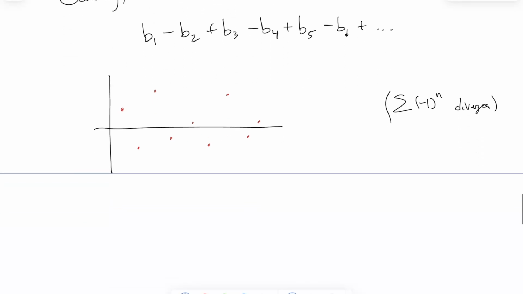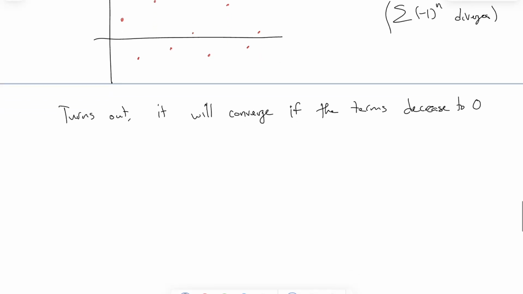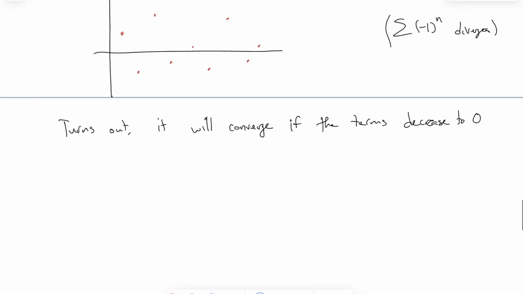Here's what it takes to converge. It turns out it will converge if the individual terms decrease to 0. By decrease I mean in their absolute values. Because of course from one term to the next it can't always decrease, because it has to be jumping up and down as you go.